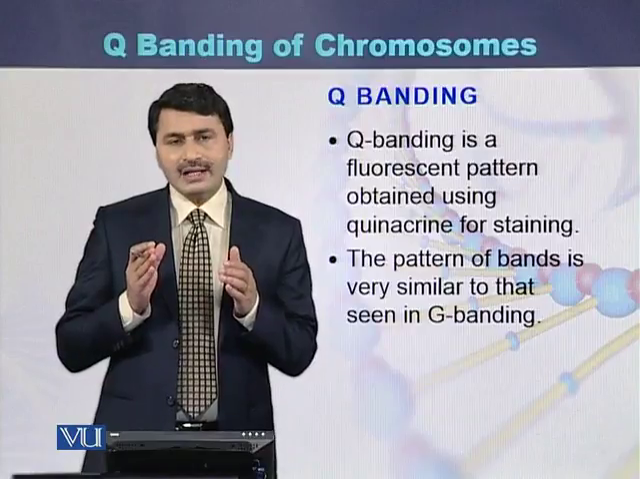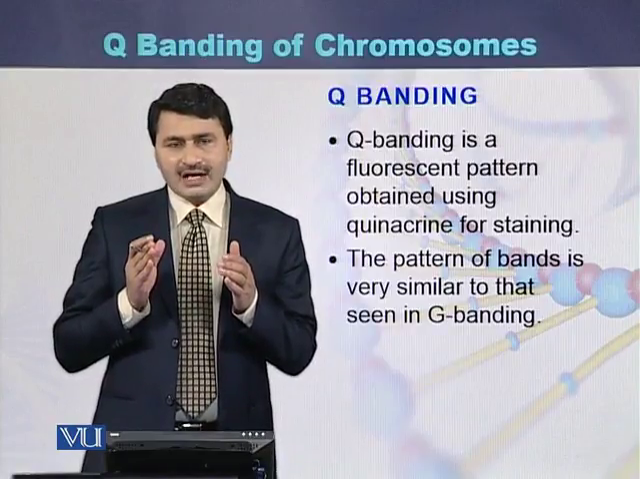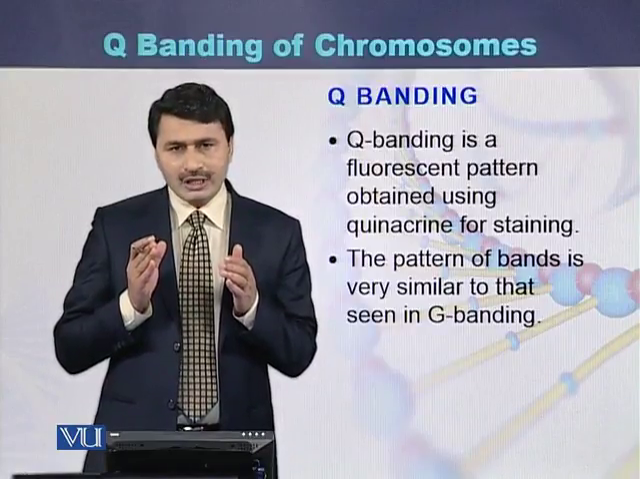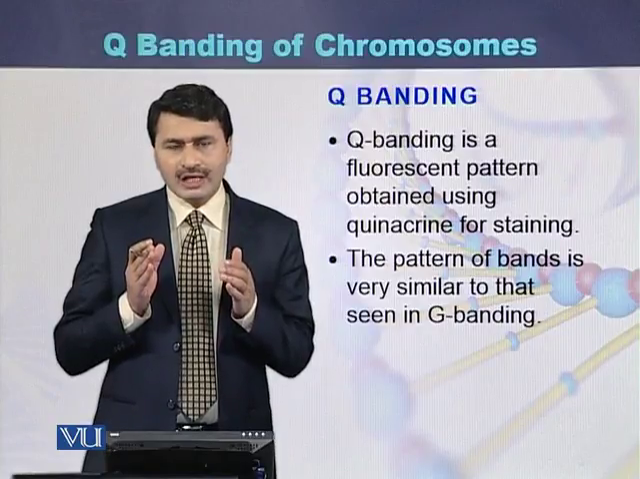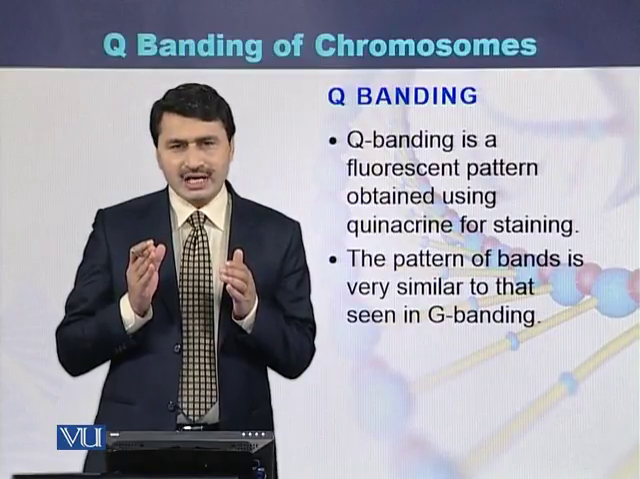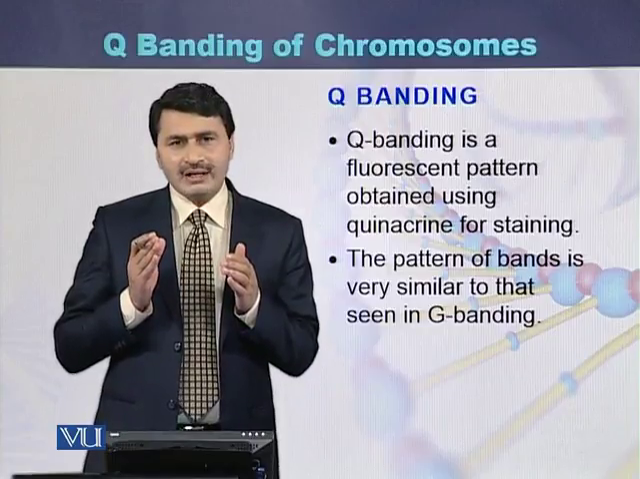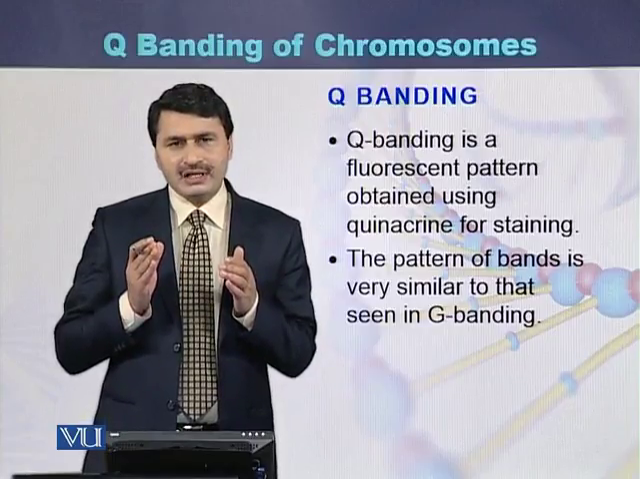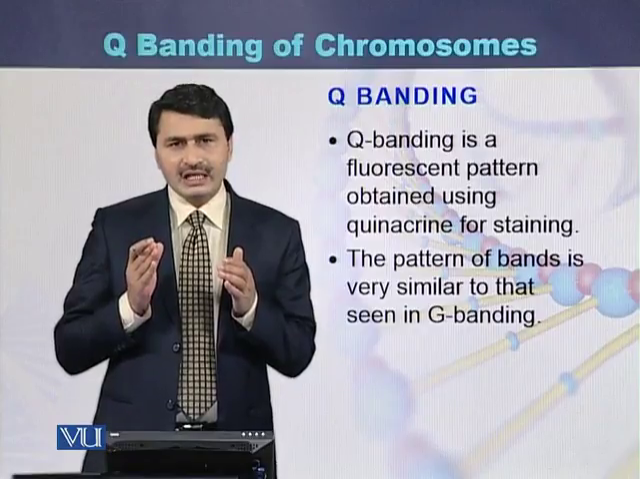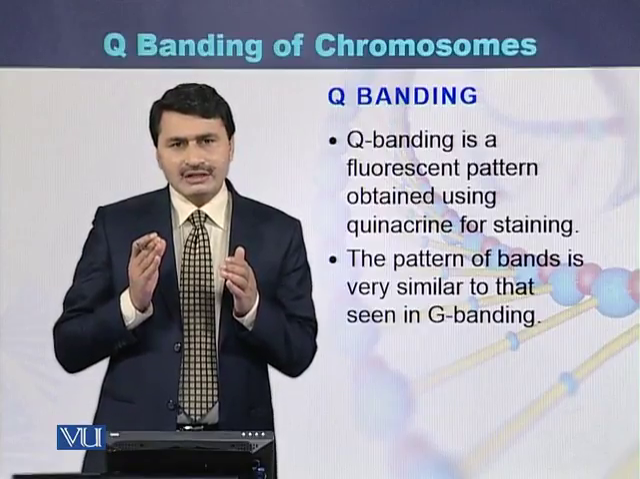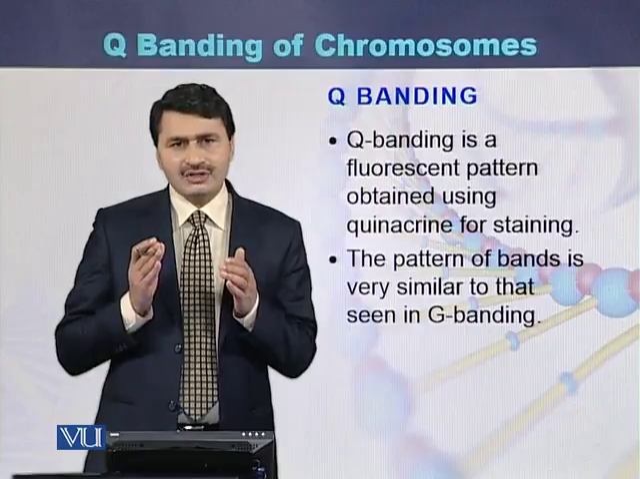So Q-banding is another pattern for studying the chromosomes. In Q-banding, we use quinacrine dye instead of the Giemsa used in Giemsa staining. The banding pattern that appears with the help of this dye is also similar to what we see in Giemsa staining.